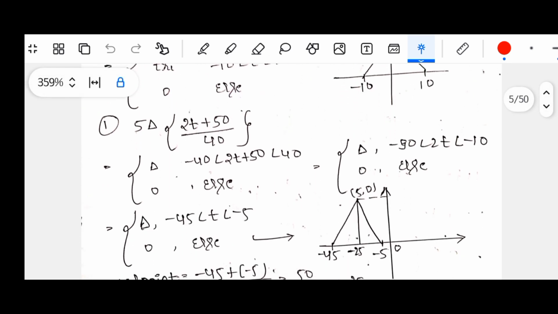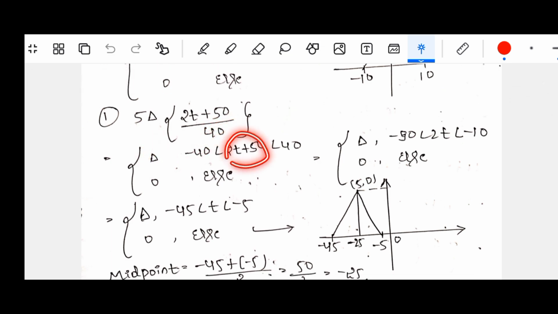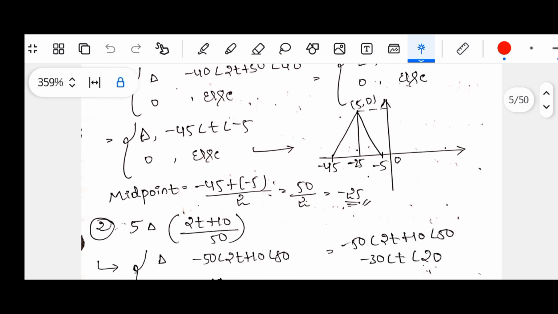Next problem. 5 into triangle of 2t plus 50 divided by 40. It has a numerator and a denominator. First, the triangle of minus 40 less than numerator 2t plus 50 less than denominator plus 40. It will be 0 at else. So first, subtract by 50 and divide by 2. You will get minus 90 less than 2t less than minus 10. After dividing, you will get triangle of minus 45 less than t less than minus 5. For 0, it will be else.